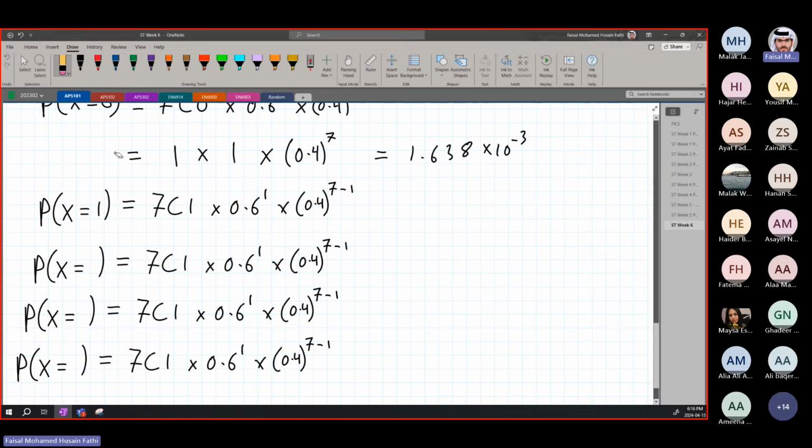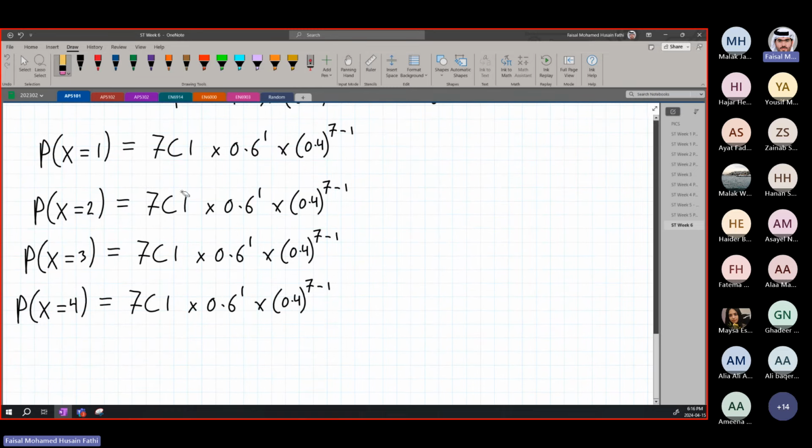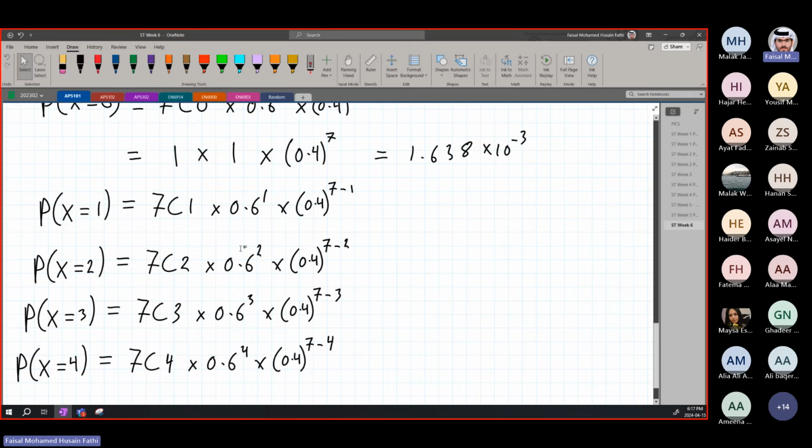So for X we have 1, 2, 3, 4. We're going from 1 to 4, and the X values here are all going to change. So it's going to be 2, 3, 4. And here again, the X values are all going to change. The first one was 1, this is power 2, power 3, power 4. And here it's 7 minus 1, minus 2, minus 3, and minus 4. It will take some time if you calculate each one by itself, but it won't take that much.